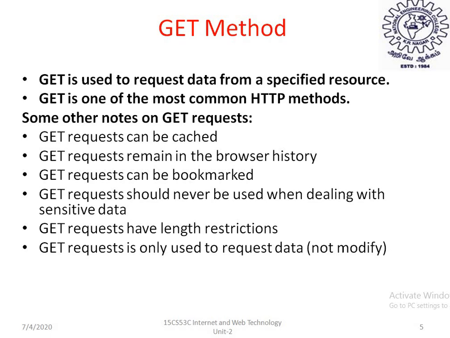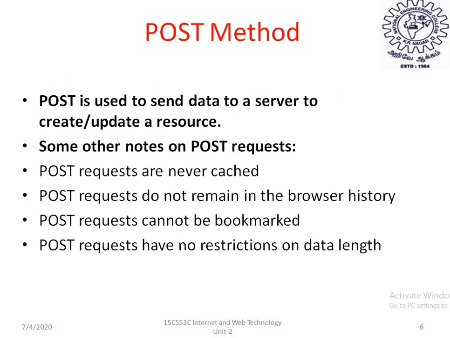If you are going to collect any sensitive information from the user, you should not use the get method, because the get method can be cached. The get method request remains in the browser history. The get request can be bookmarked. The get request has a length restriction, and it is only used to request data, not modify it. So you should not use the get method for sensitive information, because it is not safe.